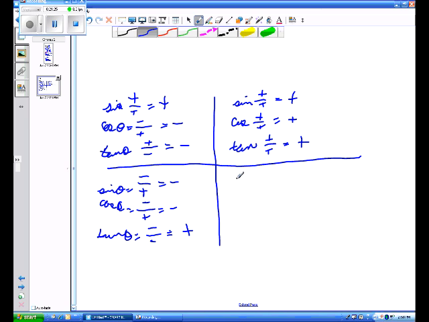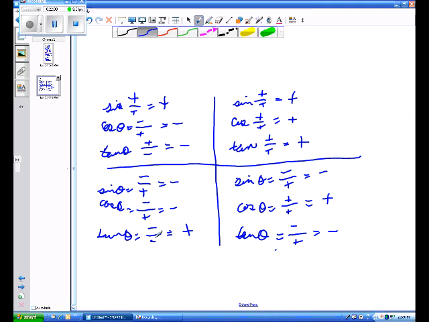And in the fourth quadrant, the sine is y, negative, over r, positive, so it's negative. The cosine is x, which is positive, over r, which is positive, so it's positive. And then the tangent is y. Well, y is negative in the fourth quadrant, and x is positive, so it turns out to be a negative. And again, the reciprocals have those same values.